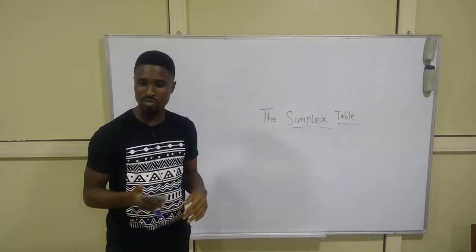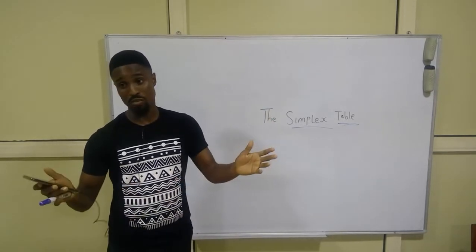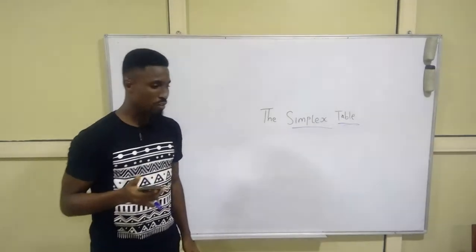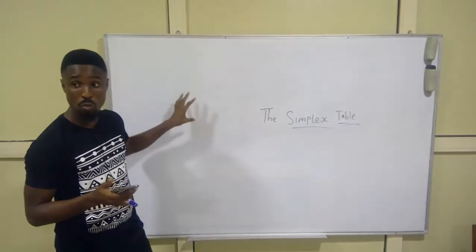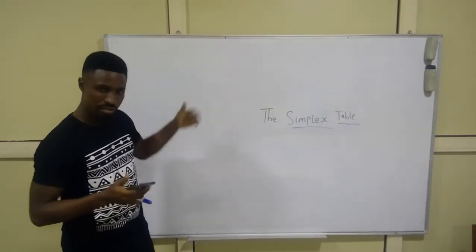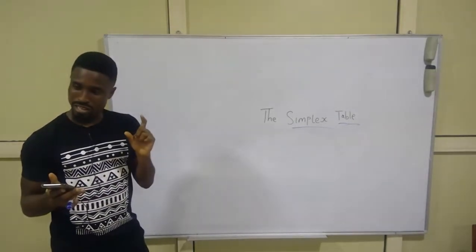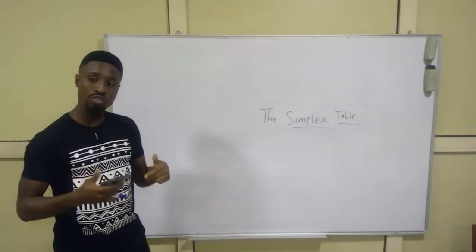I'm going to use a very mundane example that everybody can relate to. The first thing you talk about when you talk about linear programming is constraints and objective. Objectives, we all have objectives. But in our objectives, there are constraints that hold us back from achieving those objectives.